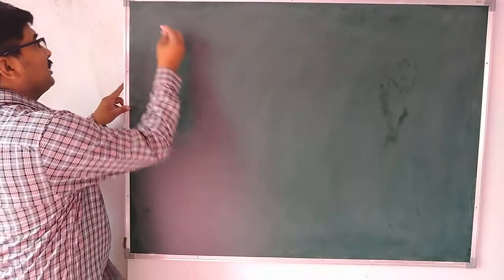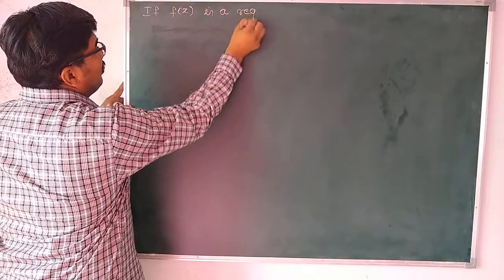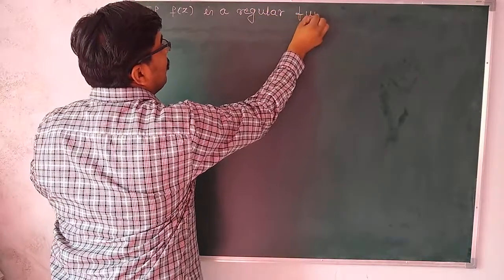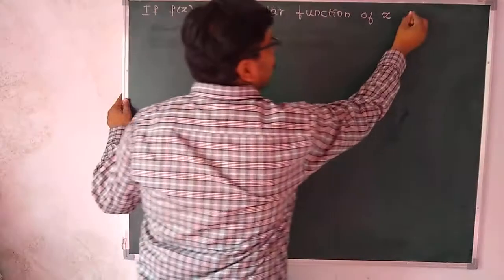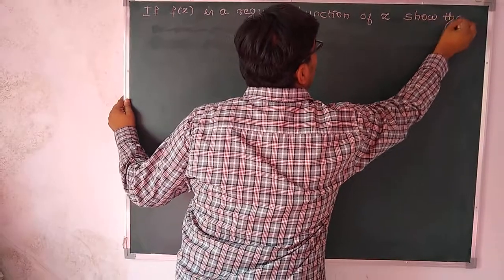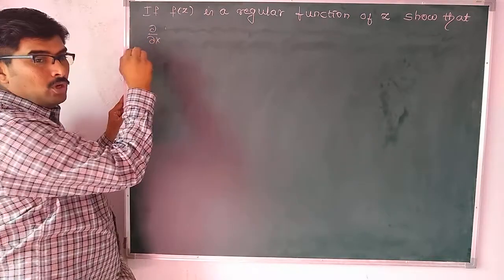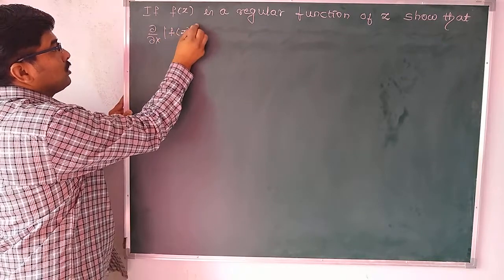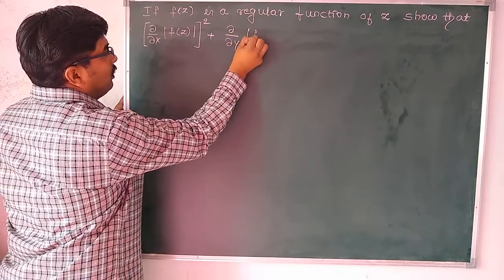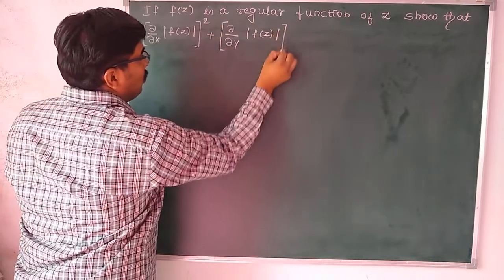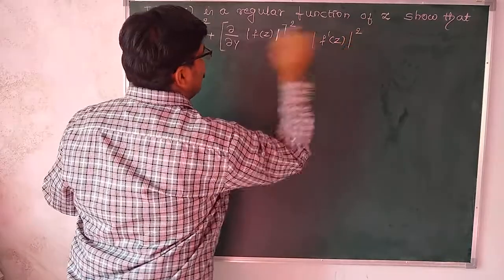If f of z is a regular function of z, show that dou by dou x of modulus of f of z whole square plus dou by dou y of modulus of f of z whole square is equal to mod f dash z whole square.